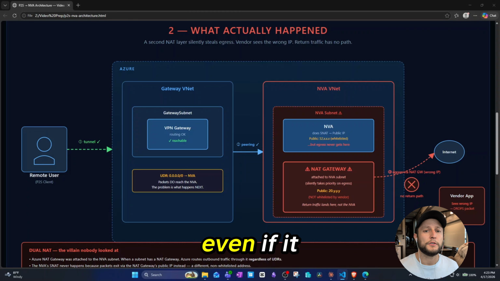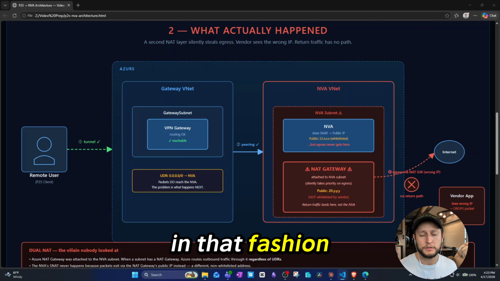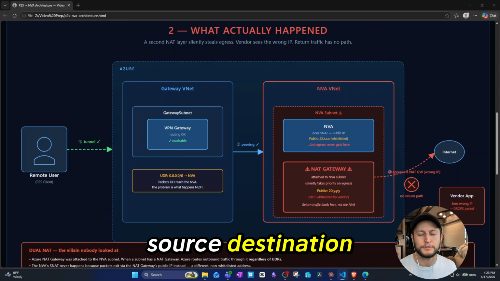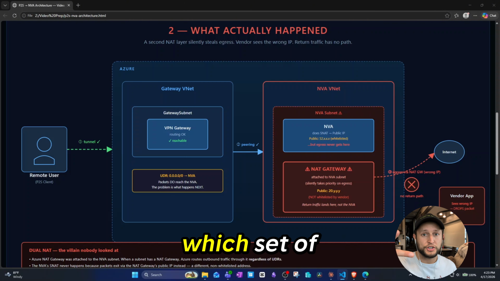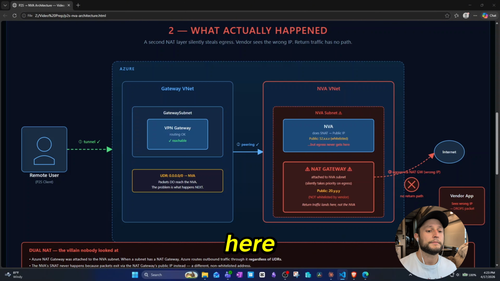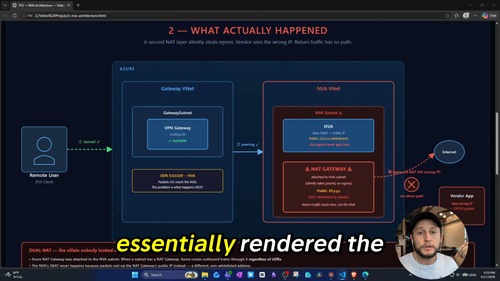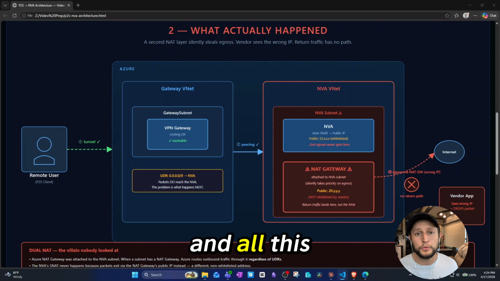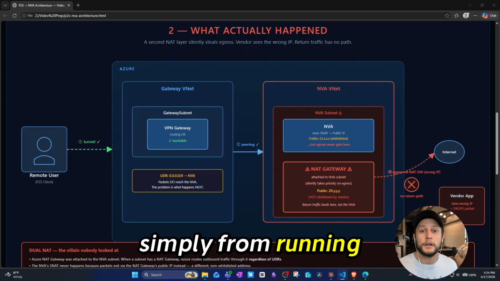So at this point, even if it were to work in that fashion, the packets coming back aren't going to know how to get back to the source destination. So regardless of which set of beliefs you hold here, it's not going to work. So anyway, this essentially rendered the UDRs useless and the public IP useless on the NVA. And all this was discovered very simply from running a traceroute.